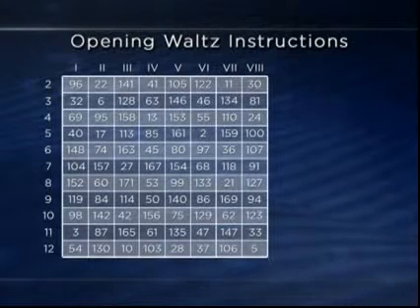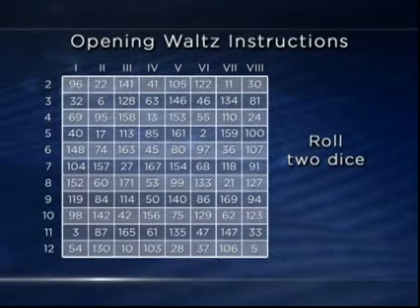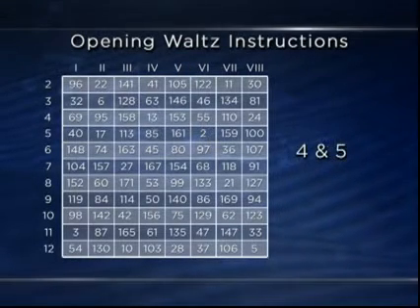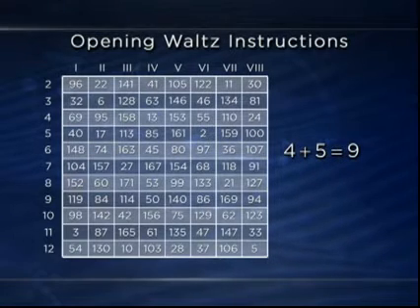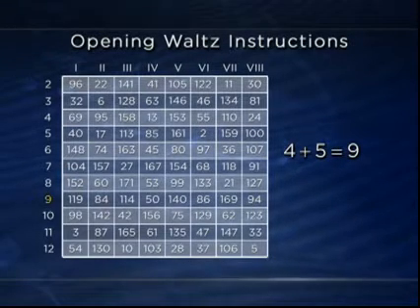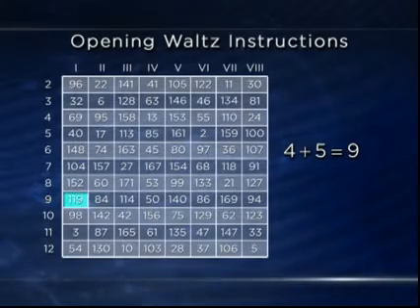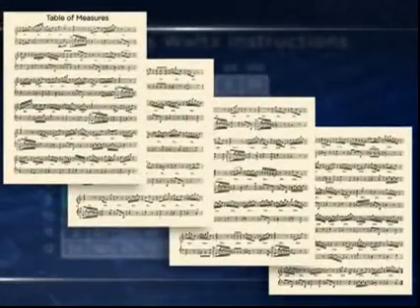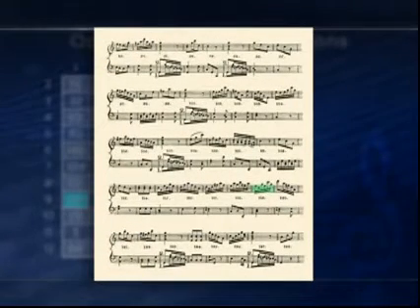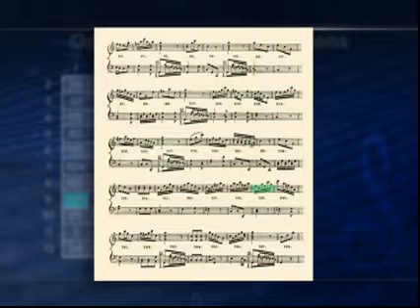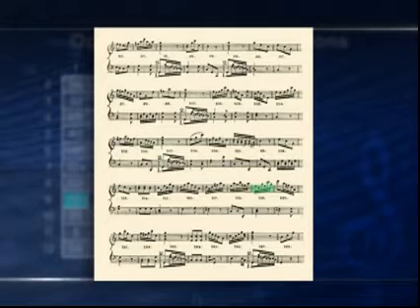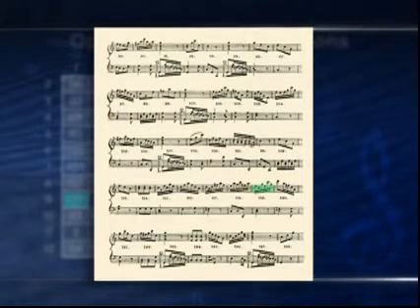Let's look back at this opening waltz. The instructions say, well, to choose measure 1, I was supposed to roll 2 dice. I got a 4 and a 5. Add them together. That gives us a 9. And then find the 9th entry in that column. That particular one was 119. And then I'm supposed to go to the table of measures and look for measure number 119, and that's going to be my first measure in my new waltz. Now that's just one of 11 possible different openings for the first measure.